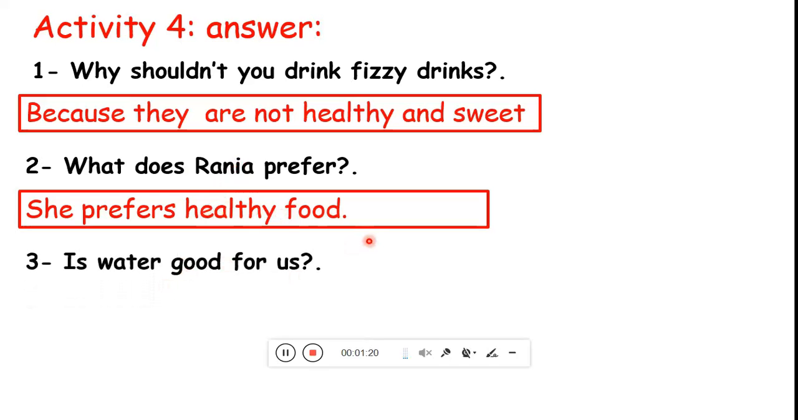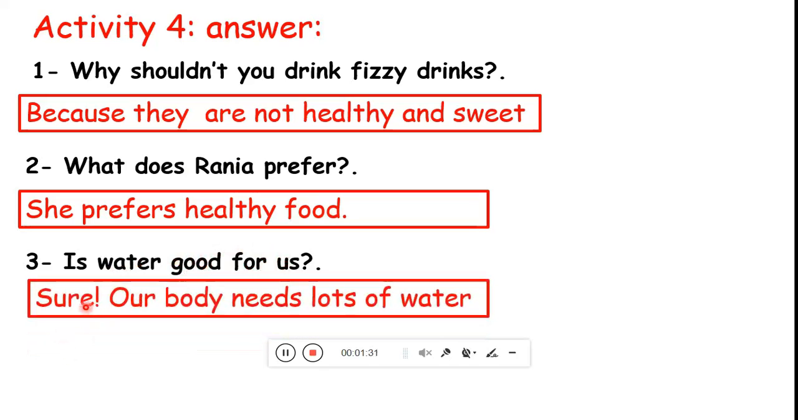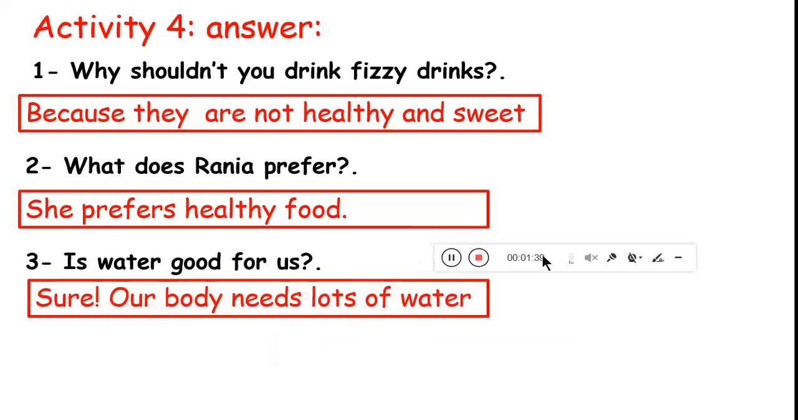Now the last question is, is water good for us? What do you think? Good for us يعني جيد لنا. Is water good for us? Your answer should be sure. Sure بالتأكيد. Because our body needs lots of water.